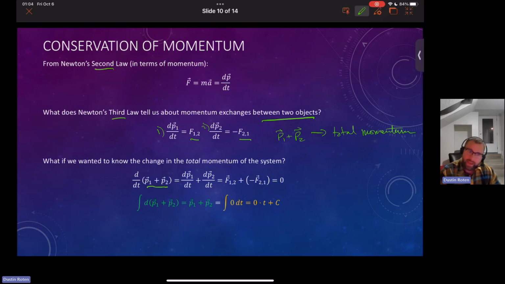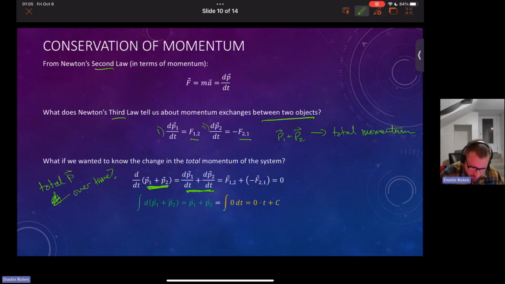Now we can talk about adding P1 plus P2, or we can talk about adding the derivatives. It's going to work the same way. We can add them together, then take the derivative, or we can take the derivative of them separately. But if we just wanted to see what happens to the total momentum over time, let's just say we're curious about that. We can add them up, take a derivative.